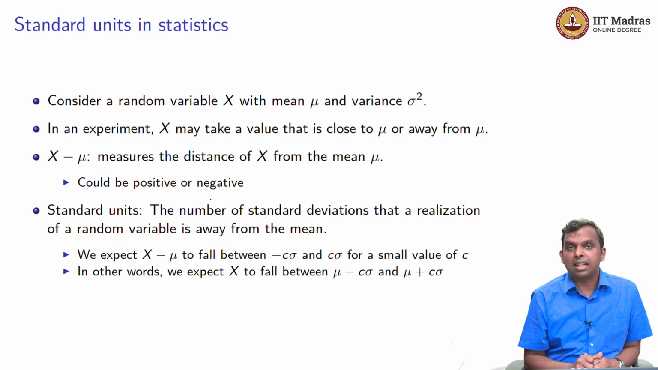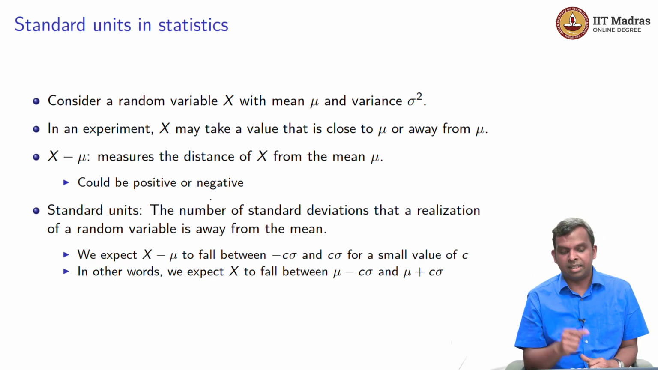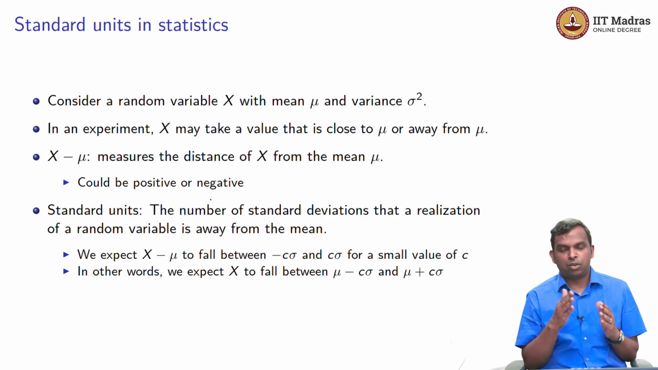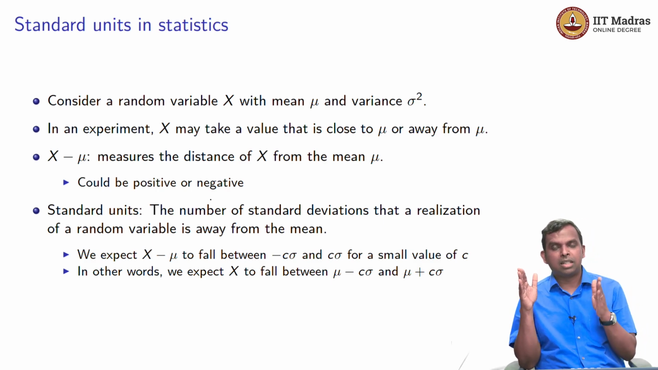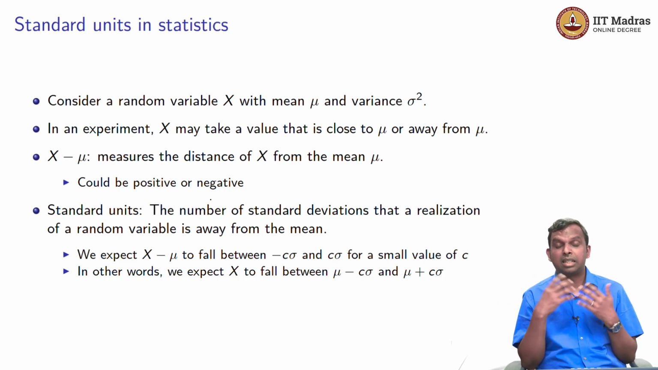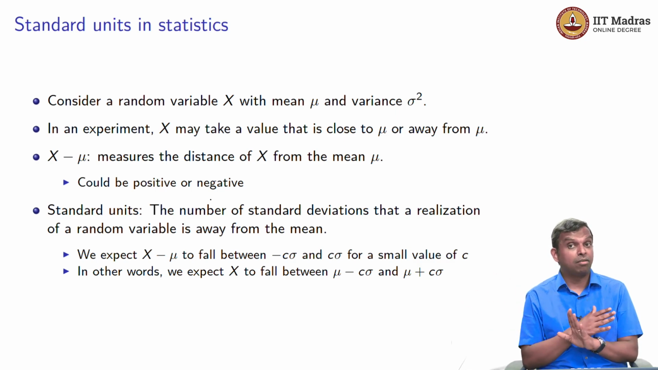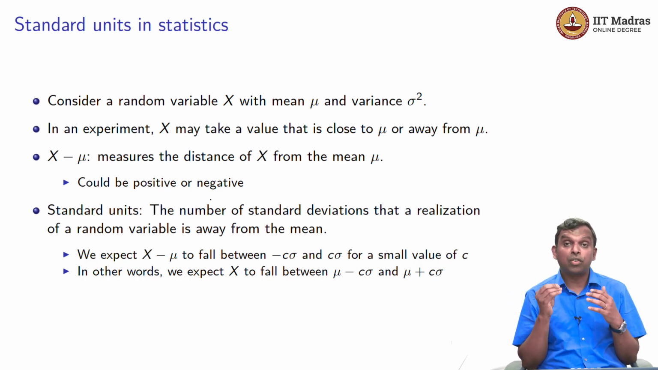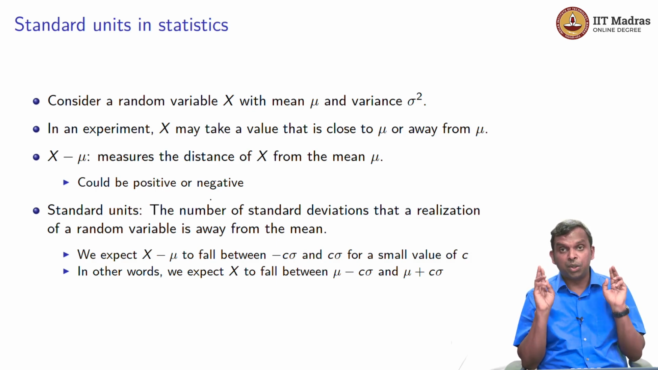Supposing you look at a random variable x, it has a mean mu and a variance sigma squared. You may get values of x which are close to the mean, or far away from the mean. So always you can think of this x minus mu: what value you actually got and what is the expected value. This x minus mu is a deviation from the expected value, a distance from the mean. It could be positive or negative; you can be above the mean or below the mean. How far are you above the mean? Usually, the number of standard deviations you are away from the mean is computed as the standard unit.